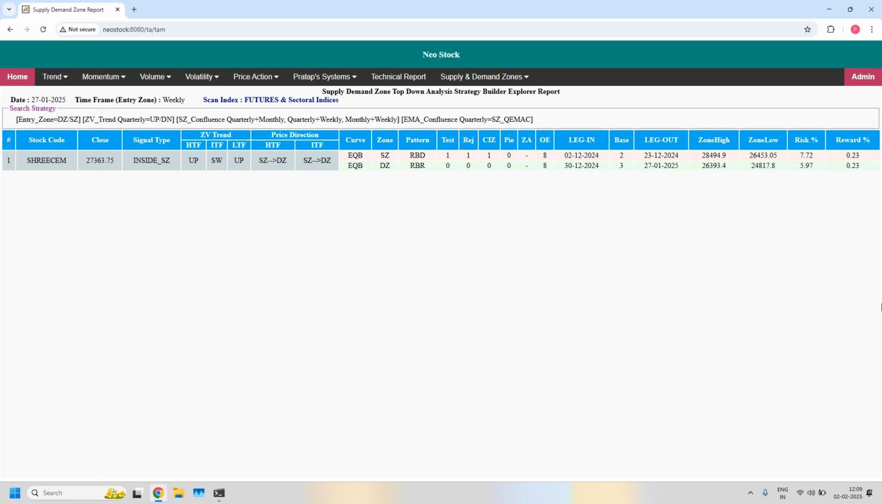So this could be a high probability setup weekly supply zone. Maybe that is the reason why it is already tested once. And current price closed inside the weekly supply zone. Okay. So this is about a weekly time frame, and the next time frame is a daily.